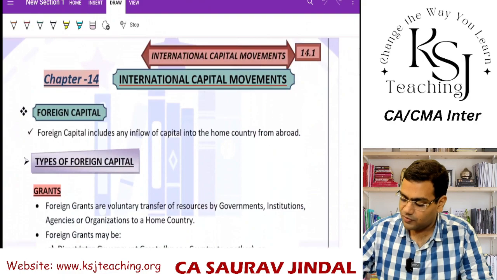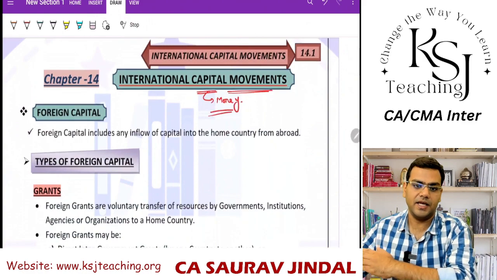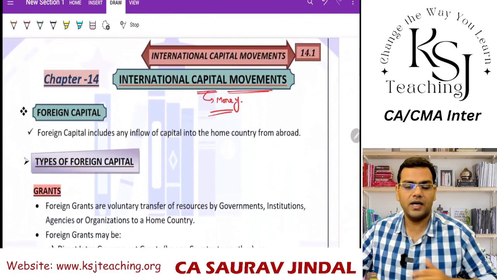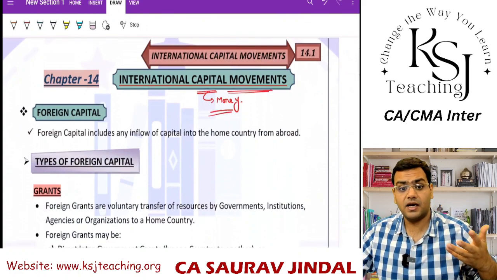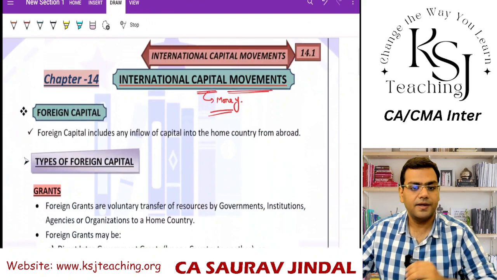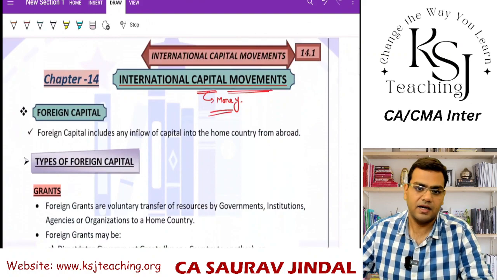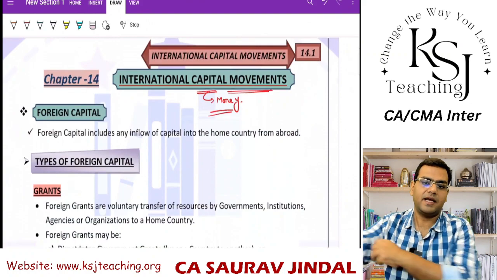International capital movements. Now, what is capital here? This is money. Basically, how money flows from one country to another country, how it can be invested in one country or in another country, and what will be the benefit of investing. How the money can flow from one country to another is what is meant by international capital movements.